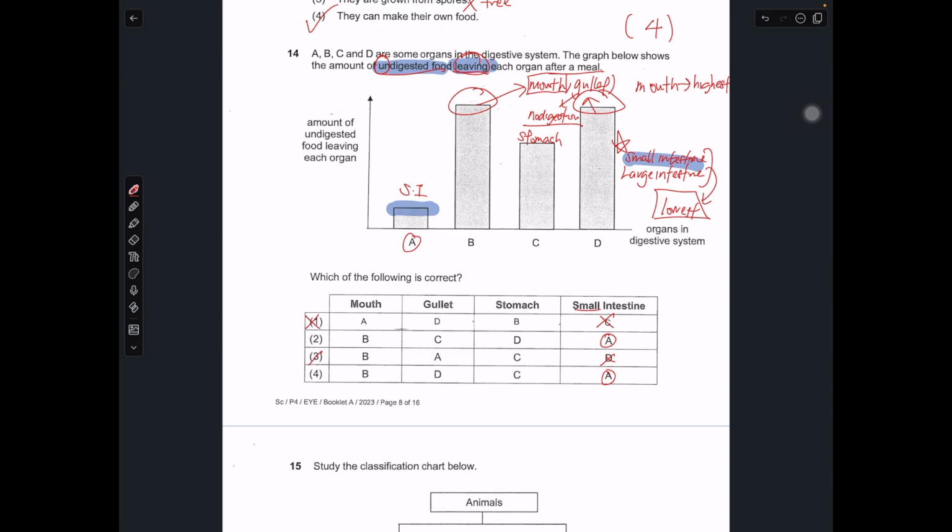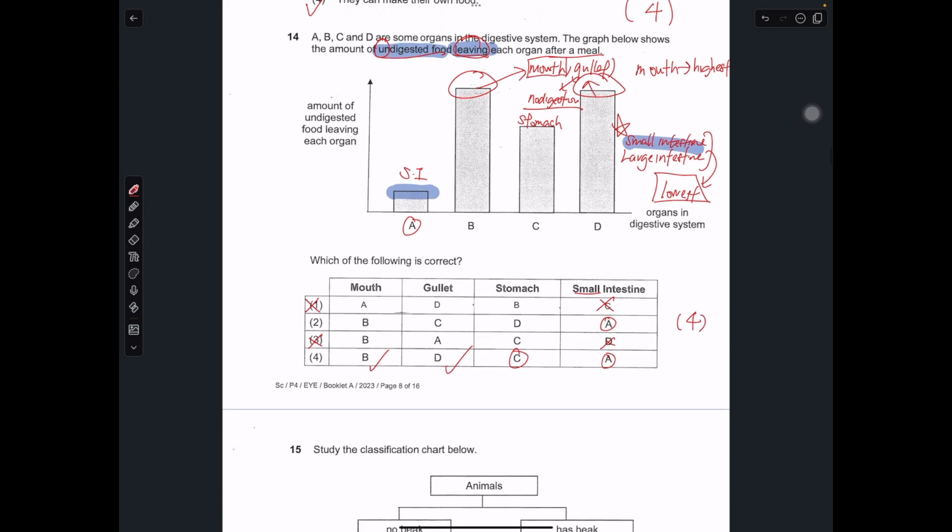1 and 3 is wrong. So then you take a look. C must be stomach. Therefore, this is the correct answer. D can be switched around for both mouth and gullet. So this is number 4 or 14.